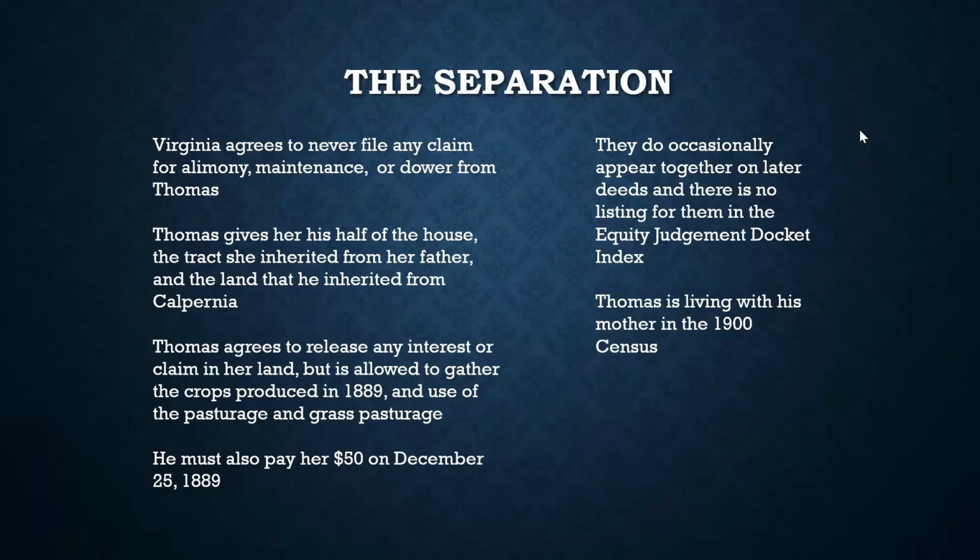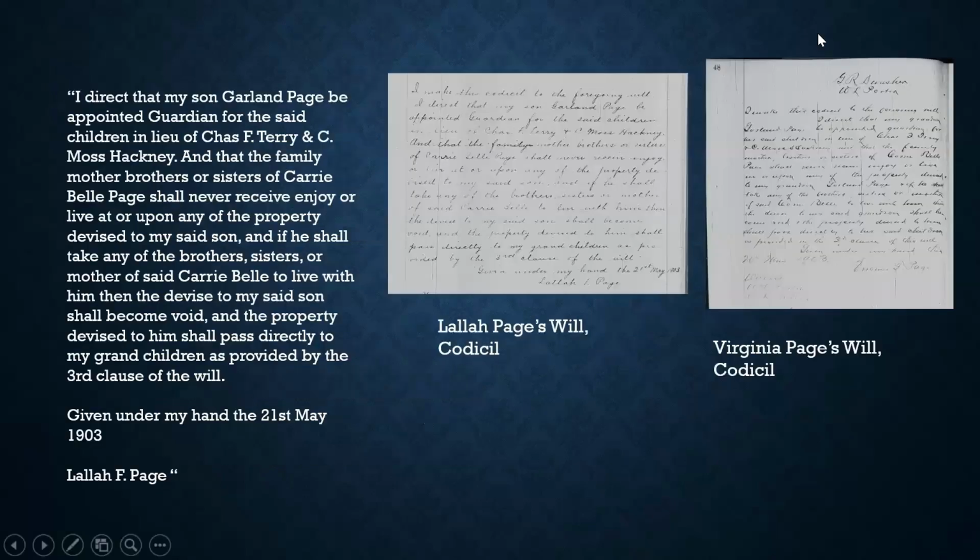So the last question that I had about this family is one that I still haven't quite figured out yet. And this is Virginia and Lala's wills. They both wrote their wills on April 18th, 1903. And then on May 21st, Lala went and added a codicil, stating that the mother, brothers, or sisters of Carrie Bell Page, her daughter-in-law, shall never receive, enjoy, or live at or upon any of the property that she's giving to her son, Garland. And that if her son Garland ever takes in any of the brothers, sisters, or mother of Carrie Bell, then he basically loses the house and the property, and it will become his children's property.